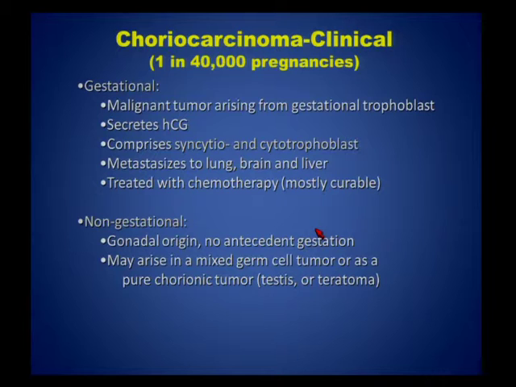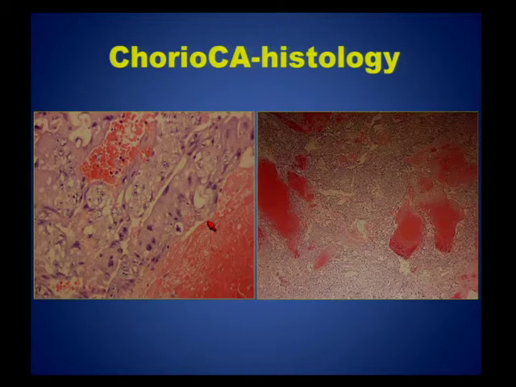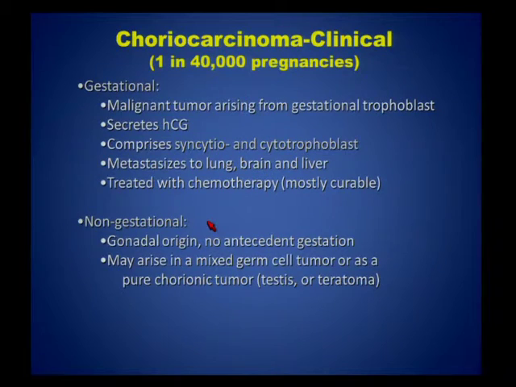Choriocarcinoma clinically secretes HCG, as you're probably aware. It comprises both syncytial and cytotrophoblastic tissue as well. We talked about metastasis to the lungs, brain, and liver. You should know about the non-gestational trophoblastic origin. You don't see it very often, but certainly those of us who do GU imaging, like testis imaging, have run into the mixed germ cell tumor containing some choriocarcinoma elements as well. This is felt to be from a gonadal origin and no antecedent gestation.